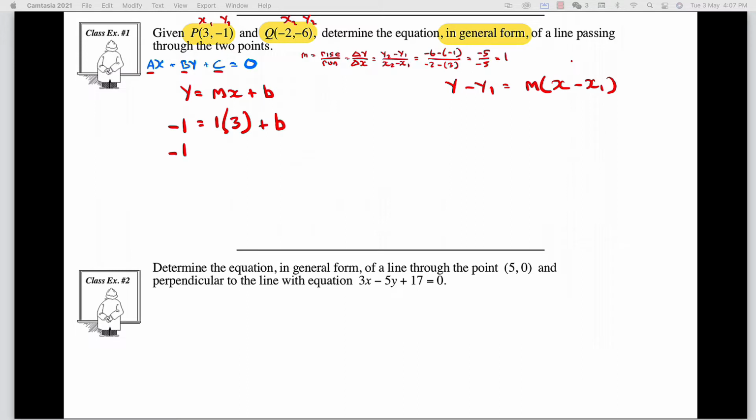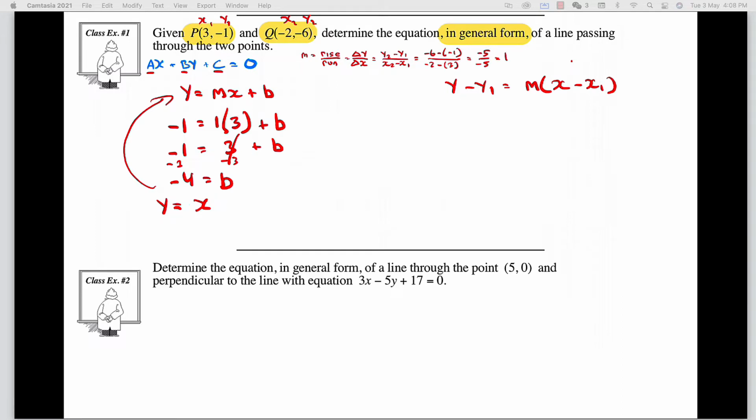And I don't know the b. So now if I do the math here, it's negative 1 equals 3 plus b. And I'm going to subtract 3 from both sides, canceling this out in order to isolate the b. And b equals negative 1 minus 3, which is negative 4. So now I can take that information and put it back into this equation. So y equals m, which is 1. So I don't need to write that, just x. But there is a 1 there, so it's 1x.